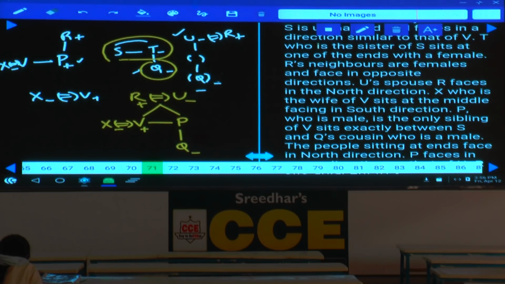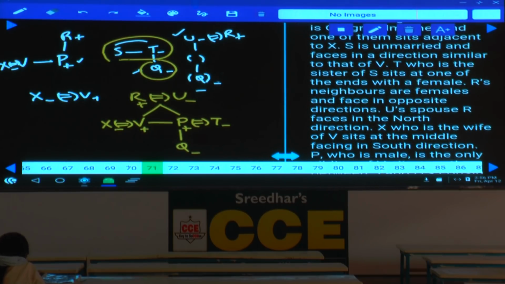And Q is the daughter of T, and this P and T should get married. Are you following this one or not? Out of which T is a female, P must be a male. Then 1, 2, 3, 4, 5, 6, 7. 7 were done. And one more person is there, S. S is the sibling of T.